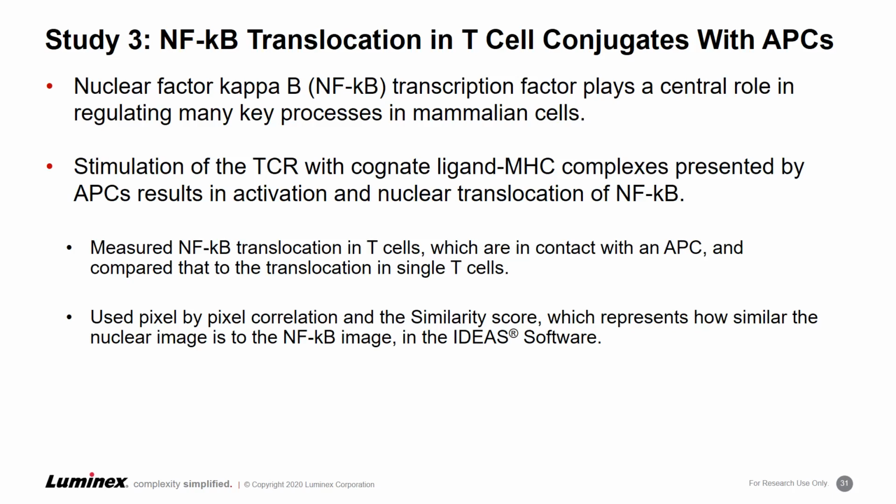So what we did was measure NF-kappa B translocation in T cells that are in contact with an APC, and compared that to the translocation in single T cells. And in the IDEAS software, it does a pixel by pixel correlation and gives a similarity score that represents how similar the nuclear image is to the NF-kappa B image. And using masking in the IDEAS software, we're able to actually measure just the NF-kappa B translocation in only the T cells. And I'm going to go more into this in the next few slides.